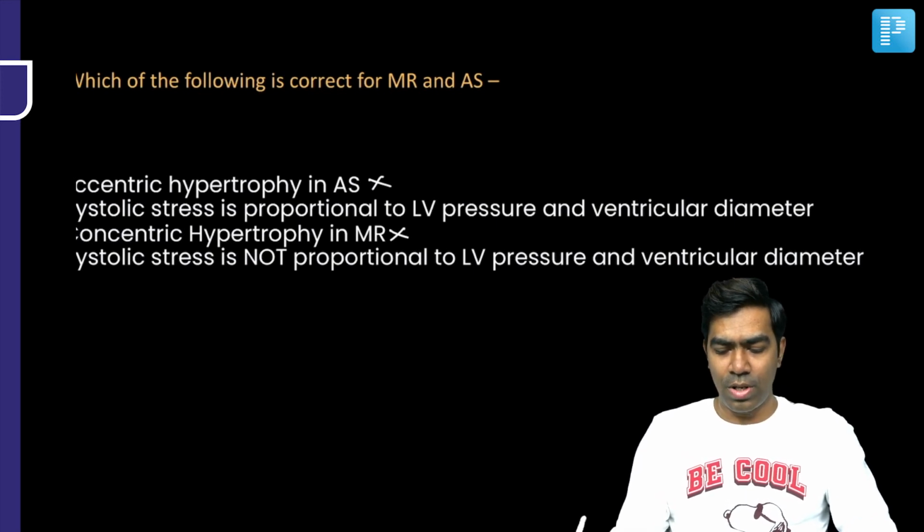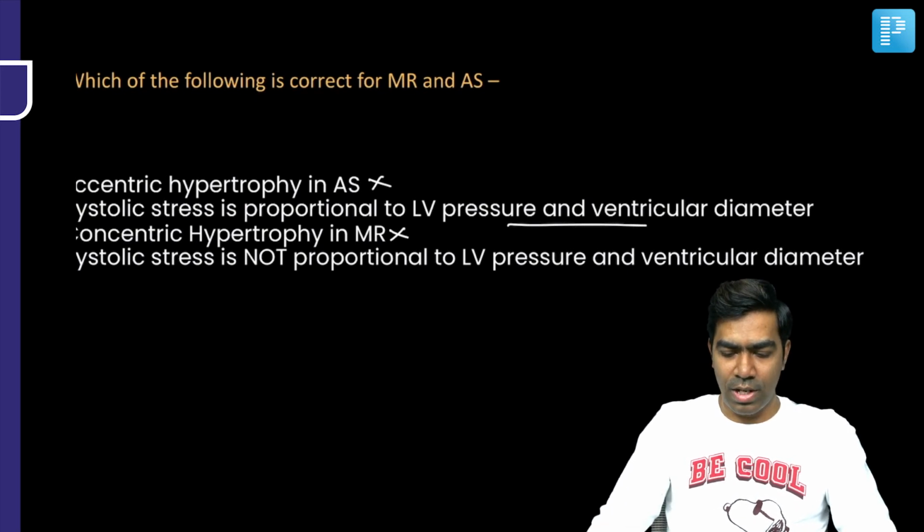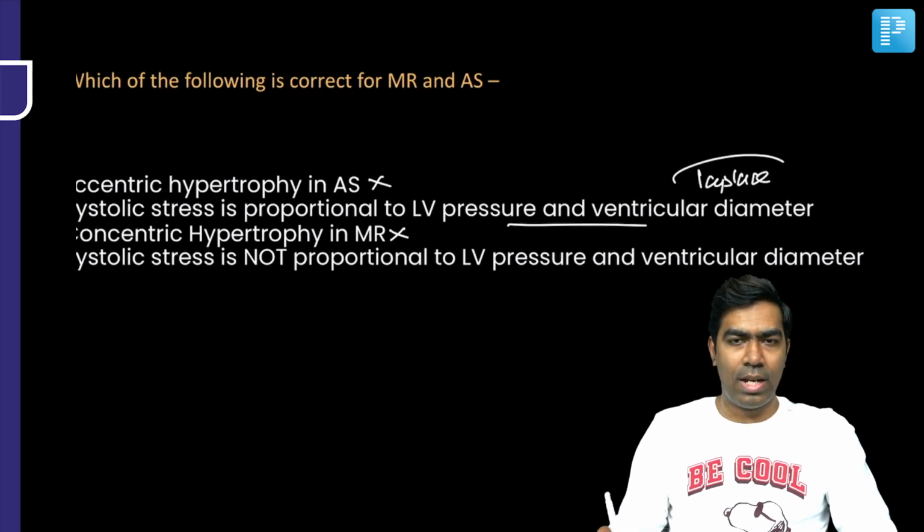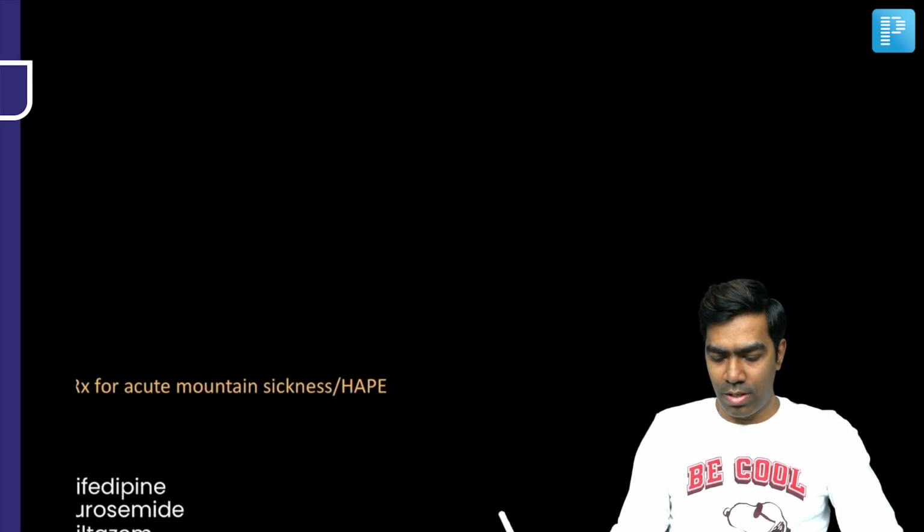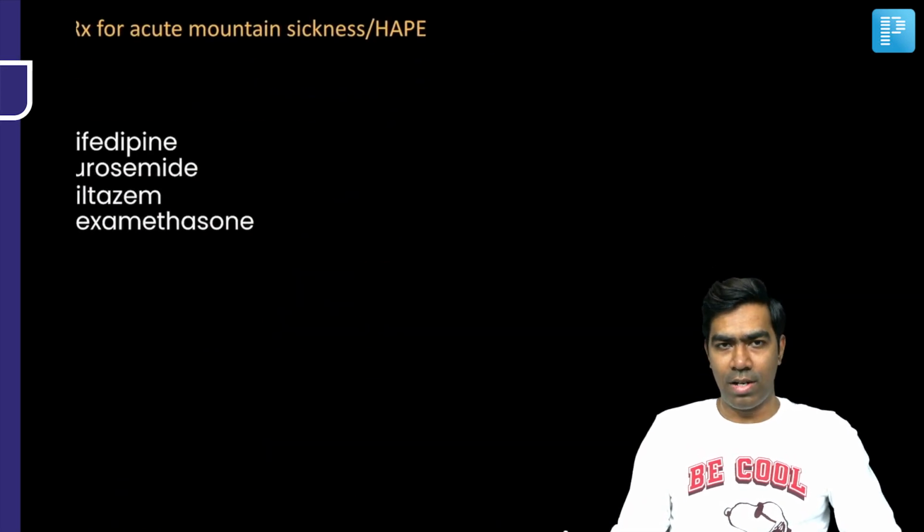Systolic stress is proportional to LV pressure and ventricular diameter, which is absolutely correct because it is suggestive of something called Laplace law, which governs your volume overload and a lot of valvular heart disease.